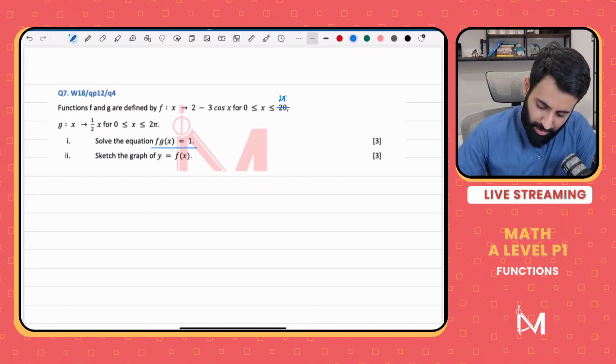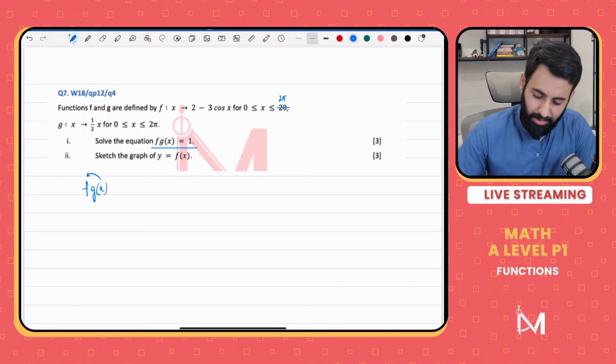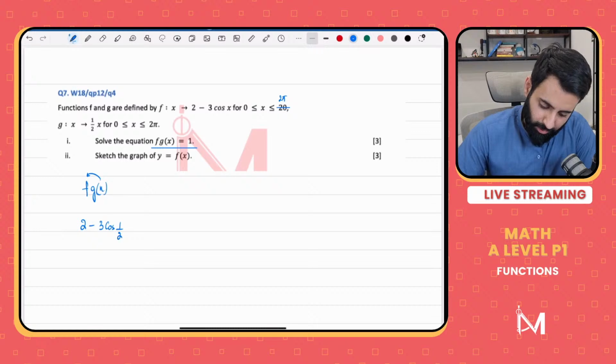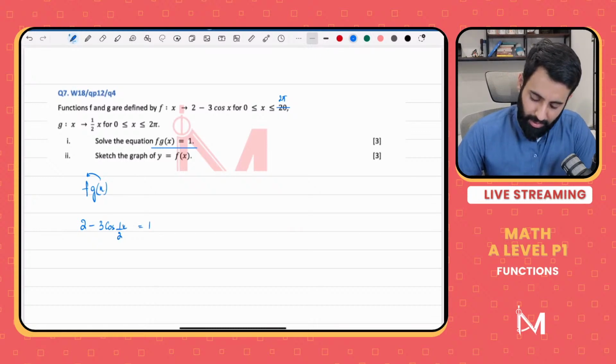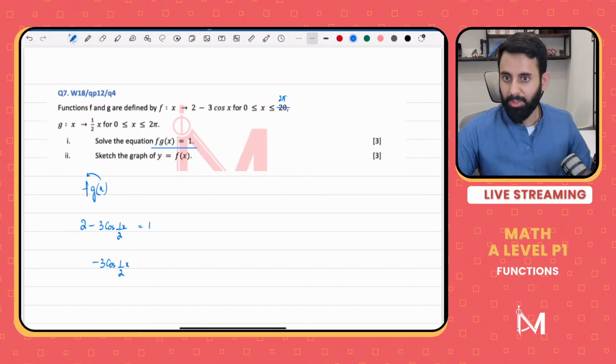That means we are going to plug in function g in function f, which means we're going to plug in half of x in function f. So that means 2 minus 3 cos of half x, which is equal to 1. Now let's solve this. So we have minus 3 cos of half x, which is equal to 1 minus 2. And that's equal to minus 1.